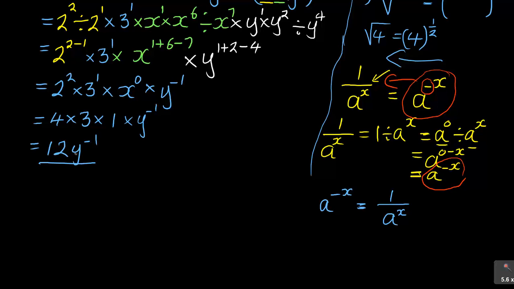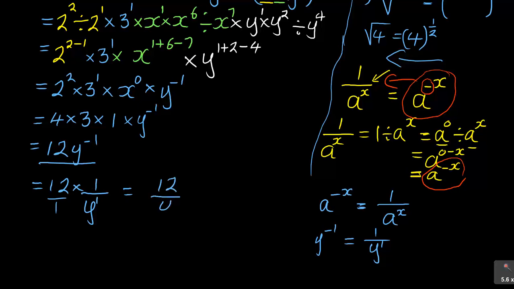So similarly, in this y to the power negative 1, to get rid of the negative, it is 1 over y to the power of 1. Hence, when I'm given 12y to the power negative 1, it will be 12 times 1 over y to the power of 1, which is 12 over 1 times y, which is 12 over y. Usually they say leave your answer with positive exponents. That's what they'll be meaning.